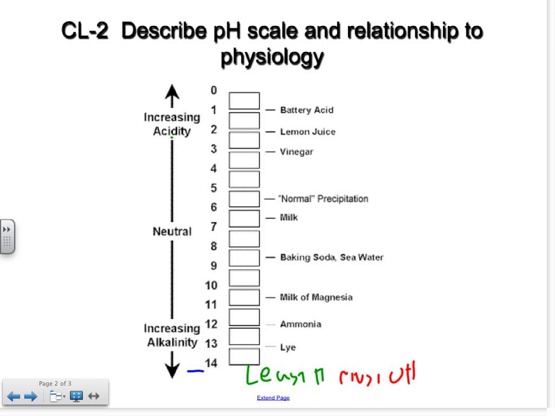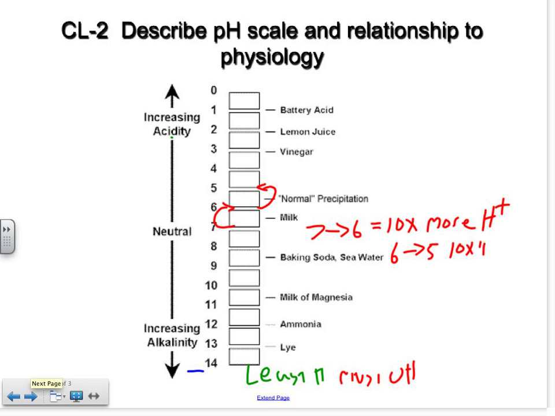Since it's a log scale, when you move from one whole number to the next, so from 7 to 6, that means it has 10 times more hydrogen ions. 6 to 5 would also be 10 times more hydrogen ions. But if we were to go all the way from 7 to 5, that would be 100 times more hydrogen ions. So 7 to 5 is 100 more because it's 10 times 10.